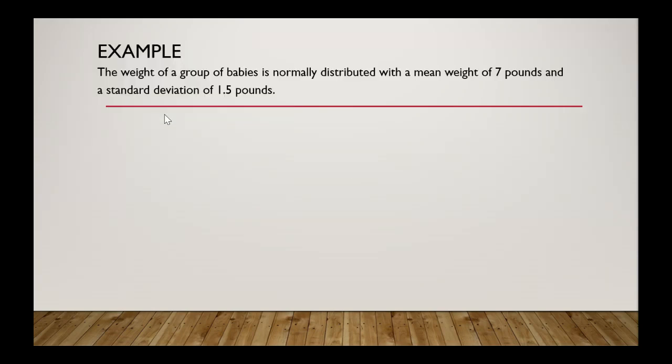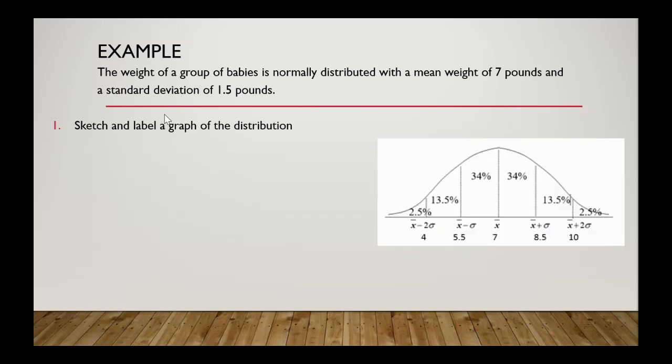So let's look at this first example, right? The weight of a group of babies is normally distributed with a mean weight of 7 pounds and a standard deviation of 1.5 pounds. The first thing we want to do is sketch and label a graph of the distribution. All I did here was take the graph from the previous slide, but if you notice, I did label my mean and my standard deviations, right? How many standard deviations I'm away. So my mean is 7, and I just added 1.5 because I'm going 1 standard deviation above it and then eventually 2 standard deviations. I subtracted 1.5 as well because I'm going x bar minus sigma and x bar minus 2 sigma. And so this is what your graph is going to look like.